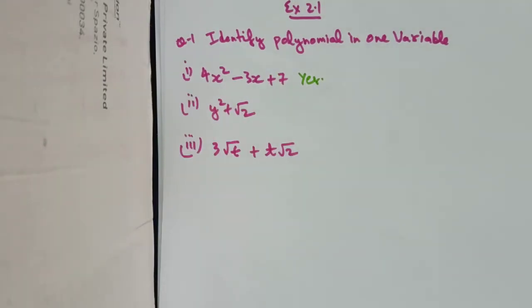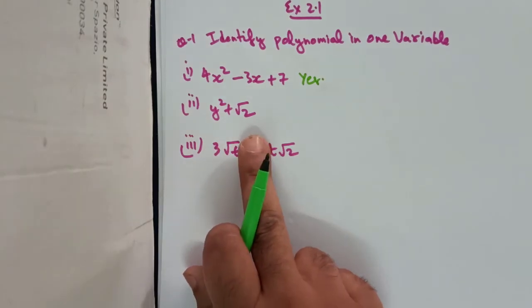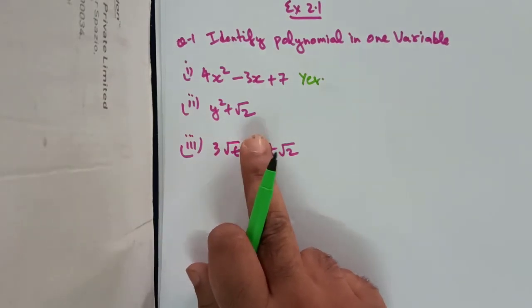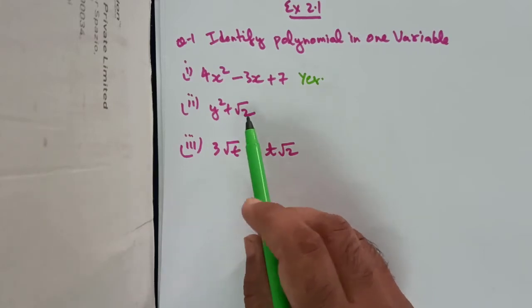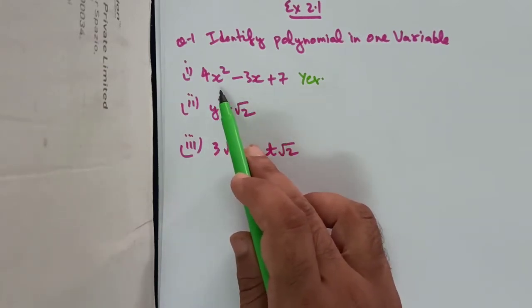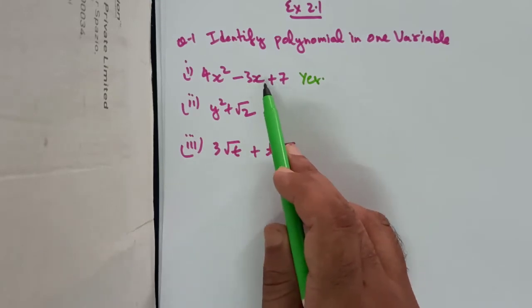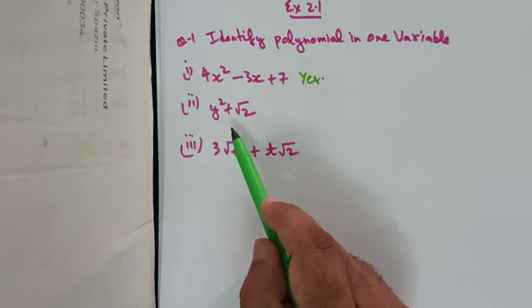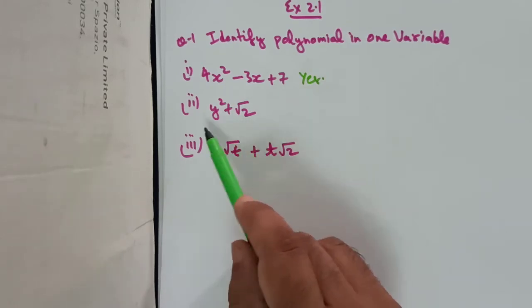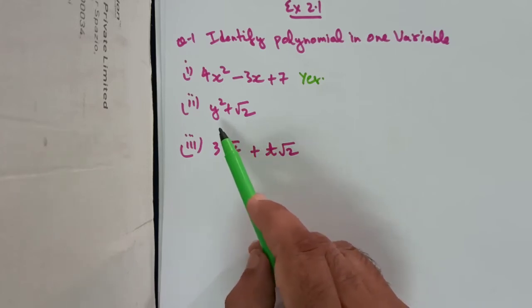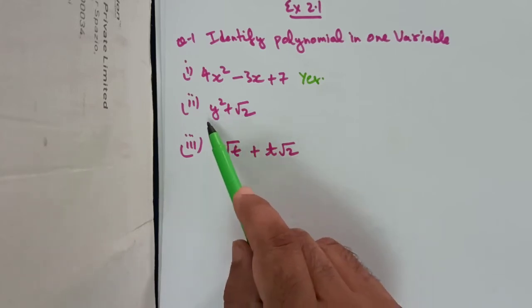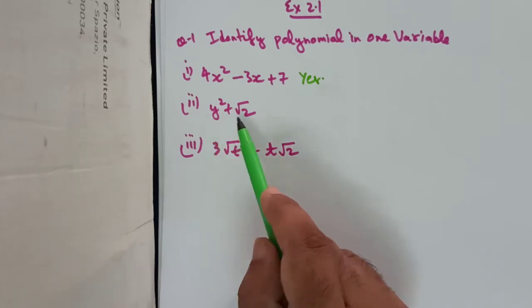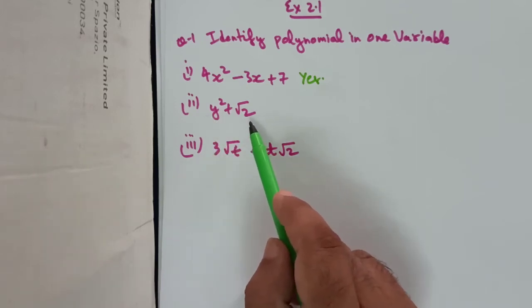Now look at the second part, y square plus under root 2. Here the variable of the first term is y and the second term is a constant. I have told you that if we have a quadratic polynomial ax square plus bx plus c, then a, b, c are the constants. Similarly here, the constants are a and b. So the coefficient of y square is 1 and the constant term is under root 2.